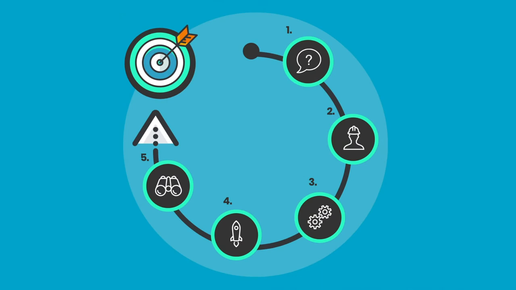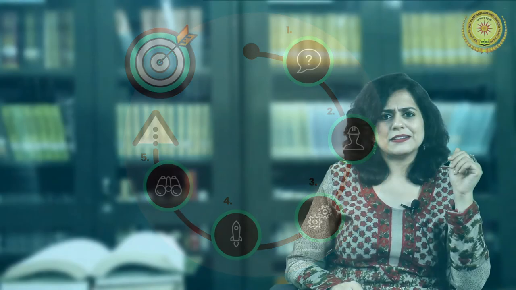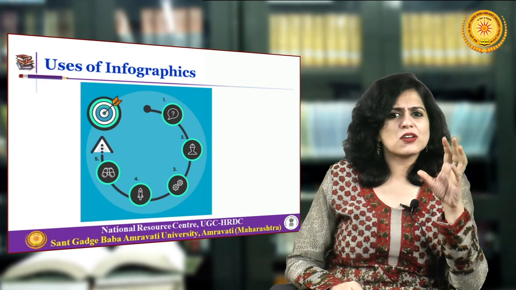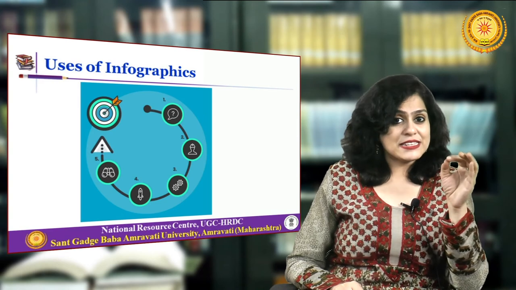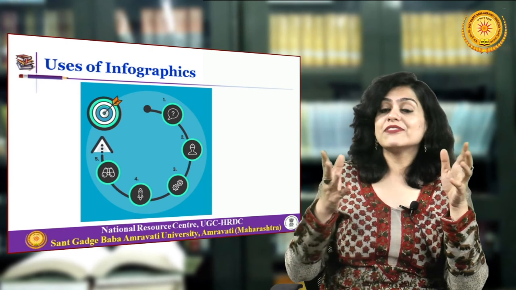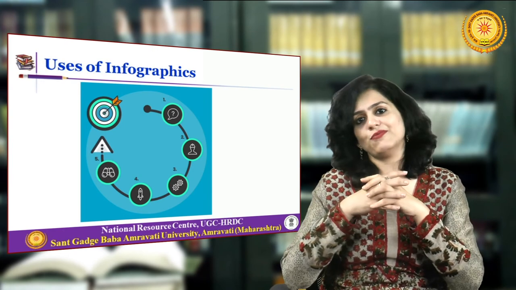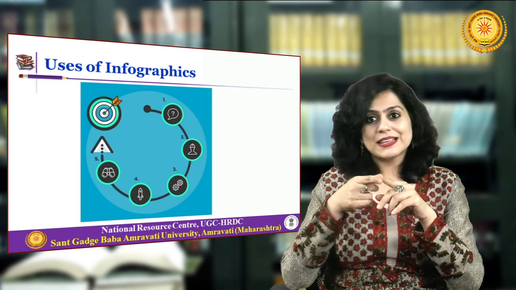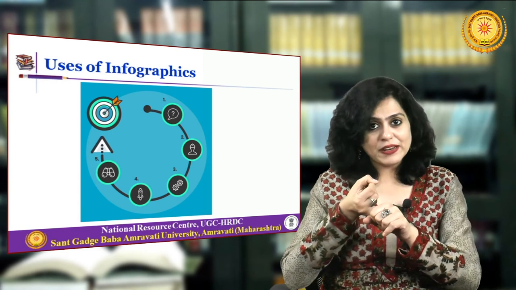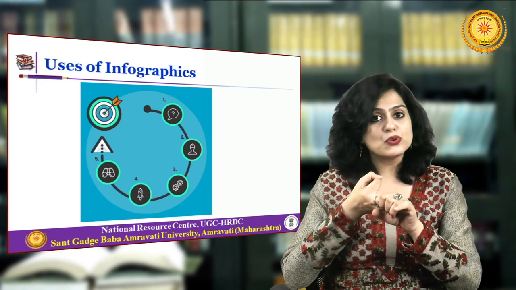A range of activities can be conducted around infographics. So what are infographics basically? Basically, they are meant to make complex concepts simpler, present information in a more comprehensive manner. Infographics can be used in a variety of ways. Students can be asked to decode the information, give their opinion. Students can be put into groups.